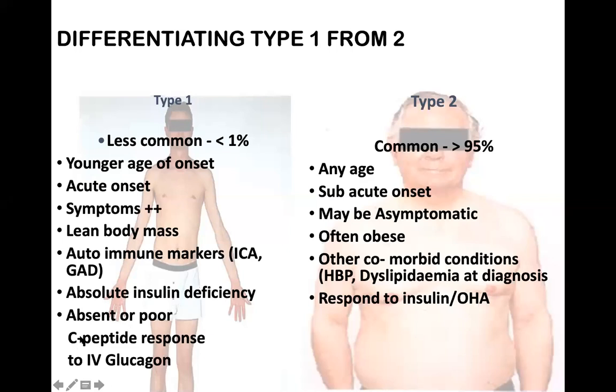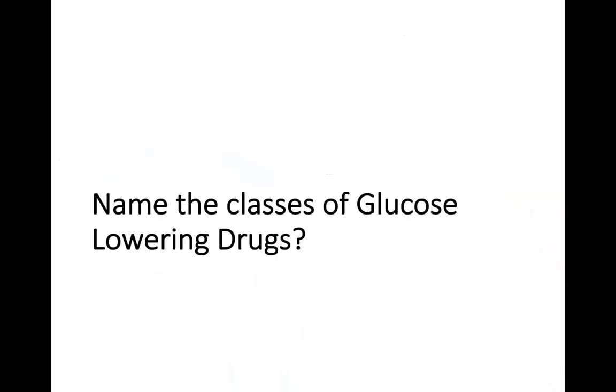If you check the C-peptide, it will be low in type 1. Sometimes we give glucagon and then check the C-peptide. Glucagon will elevate the insulin production, and C-peptide remaining low in response to glucagon is also a marker of type 1 diabetes.